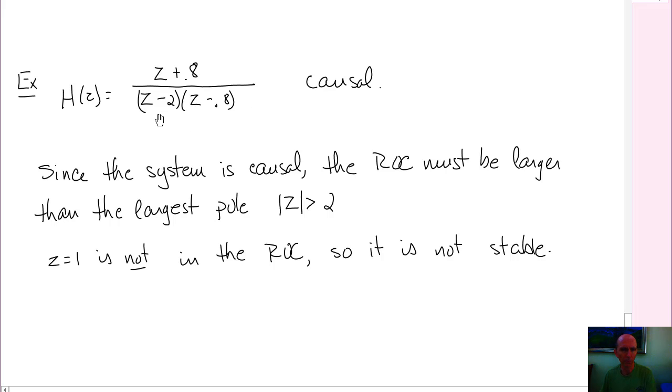Now, we look at this system. Again, it has two poles. It has a pole at z equal to 2 and a pole at z equal to 0.8. Now, it tells us it's causal, which means, of course, that the region of convergence is greater than the largest pole. The largest pole is z equal to 2, so the region of convergence is magnitude of z greater than 2. Now, if the magnitude of z is greater than 2, it means that z equals 1 is not in the region of convergence. So this system will not be stable.